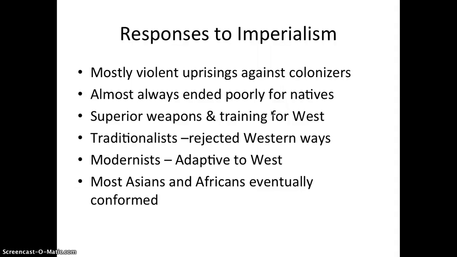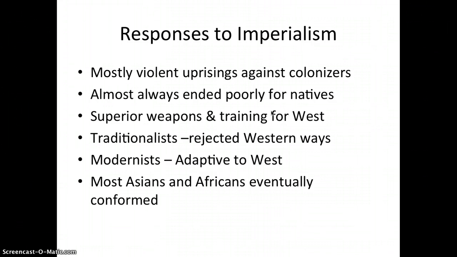So what were the responses to imperialism? They were mostly violent uprisings against the colonizers. This almost always ended poorly for the natives. The Europeans had superior weapons and training. They had the Maxim gun, now the machine gun, which is a new weapon we'll talk all about in World War I. There were kind of two different approaches that the people of the colonies could take.